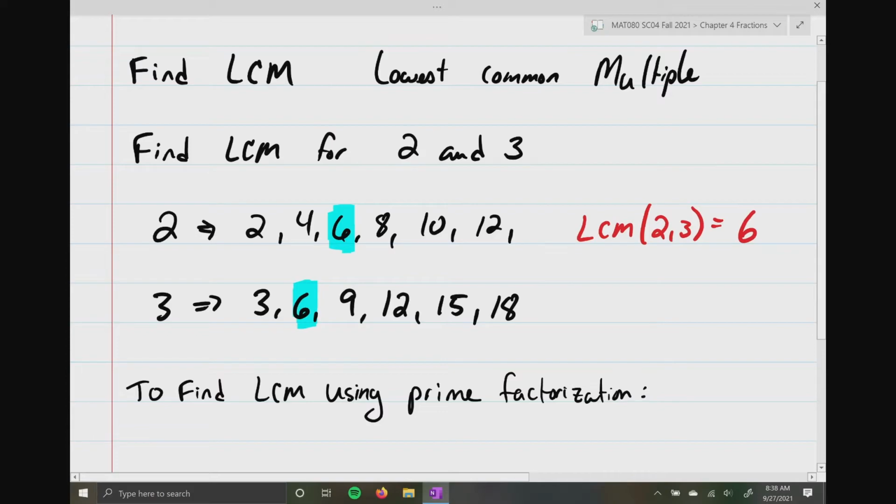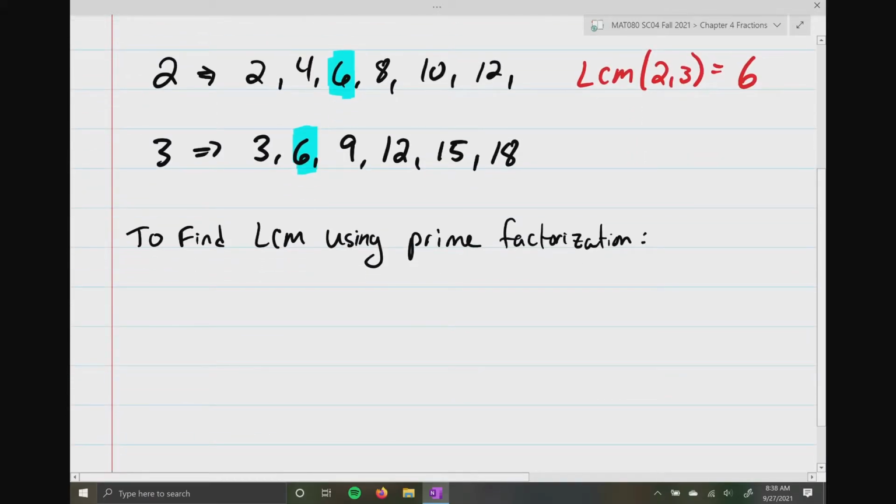Here's how we do it, okay? And it's nice. There are steps. And if you could bake a cake for a birthday party, you could do math. So, step 1. You're going to find the prime factorization for each number.